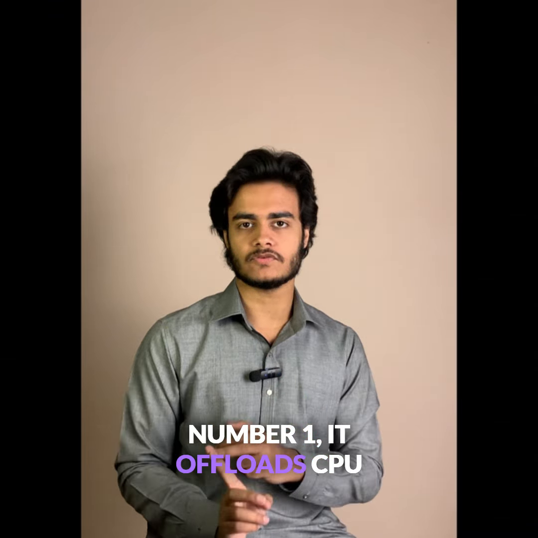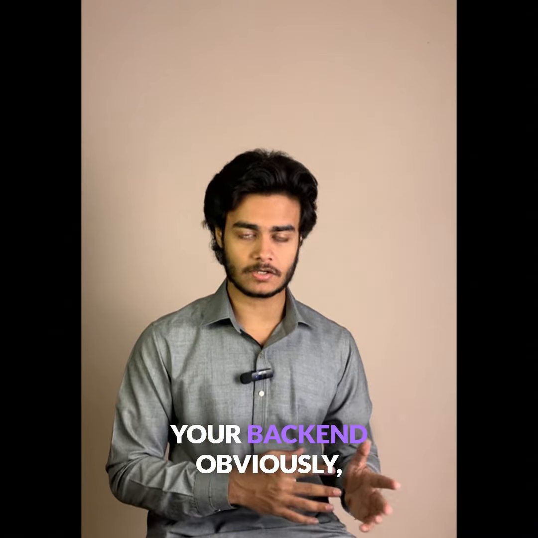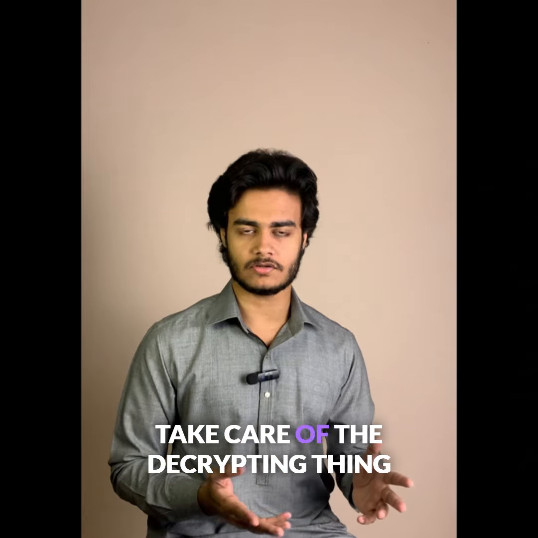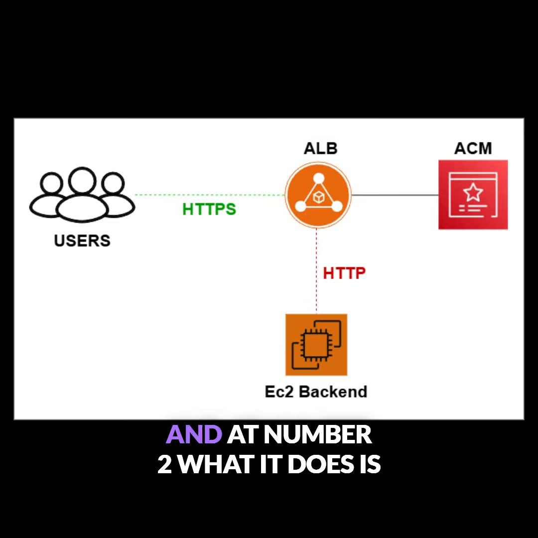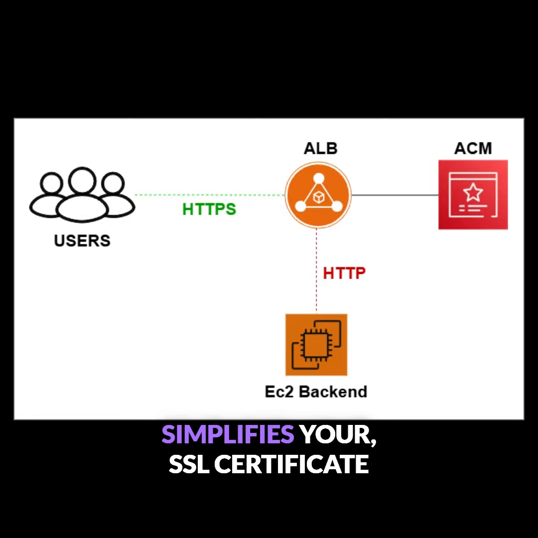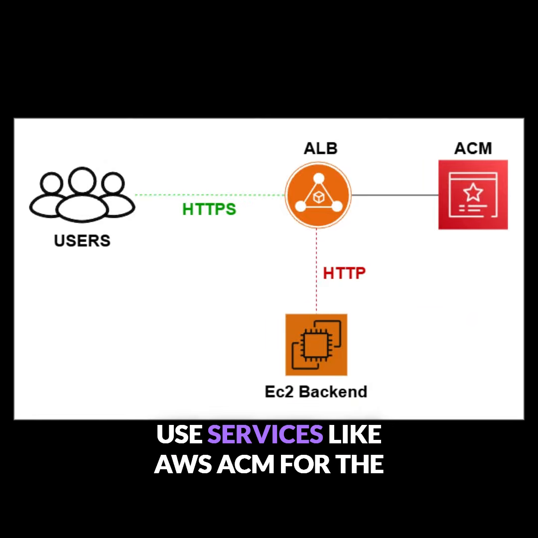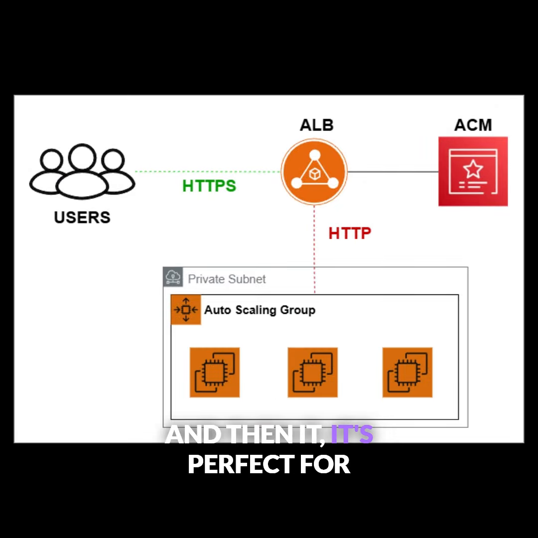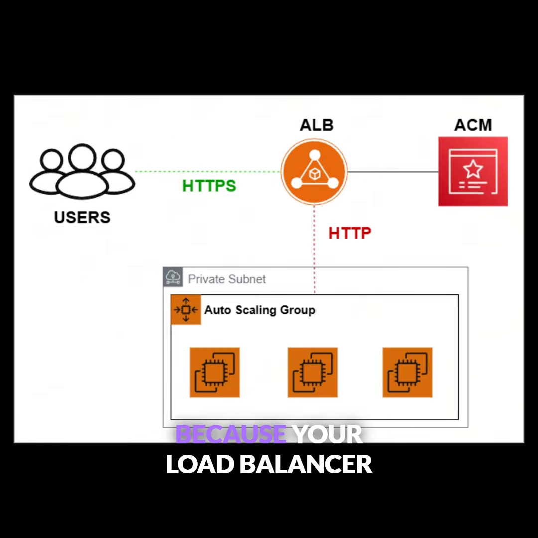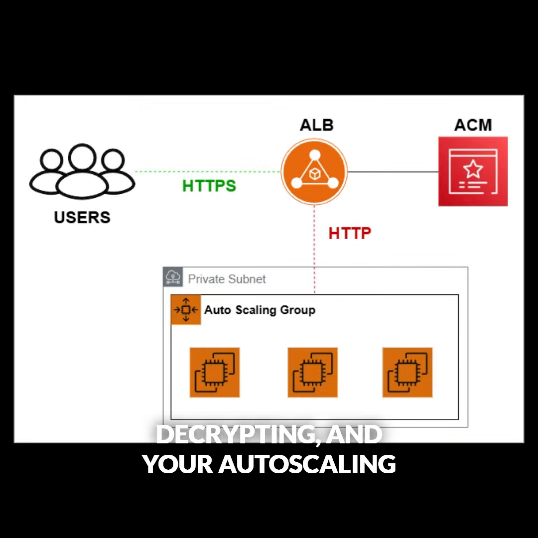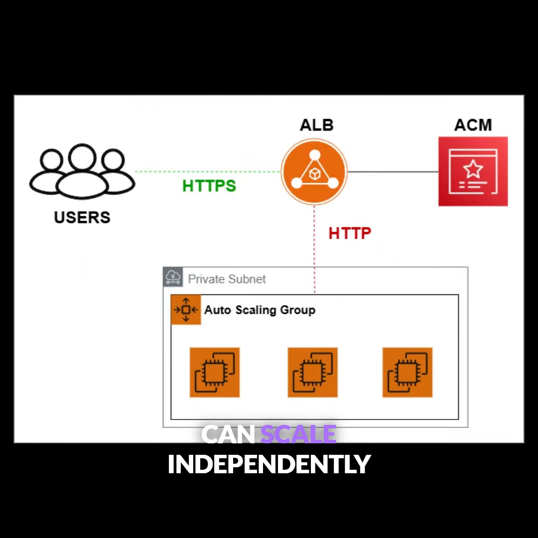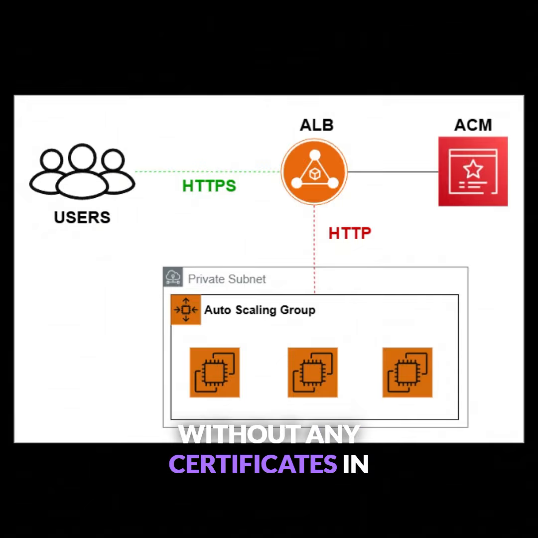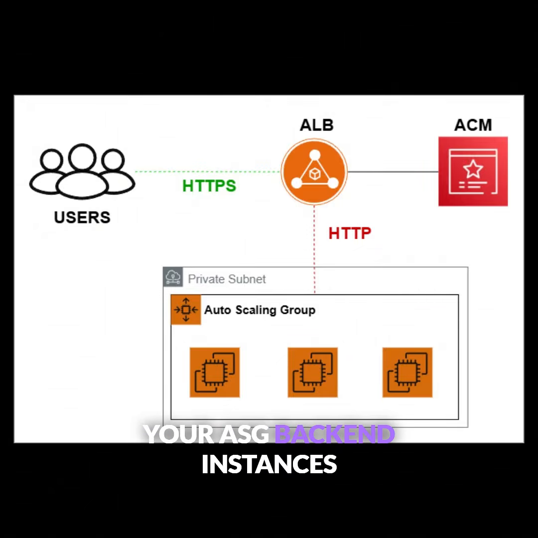Number one, it offloads CPU and memory utilization for your backend, obviously, because you don't need to take care of the decrypting. Number two, it simplifies your SSL certificate management, because you can use services like AWS ACM for the management. And then it's perfect for auto scaling, right? Because your load balancer is responsible for all the decrypting, and your auto scaling can scale independently without any certificates in your ASG backend instances.